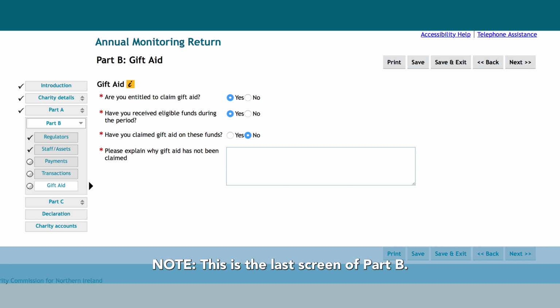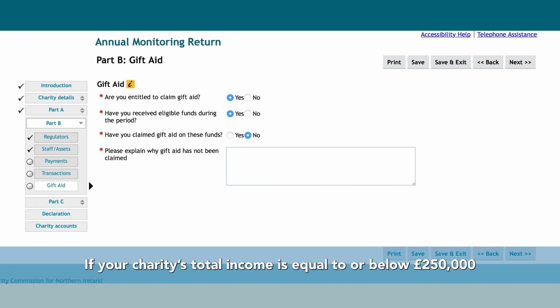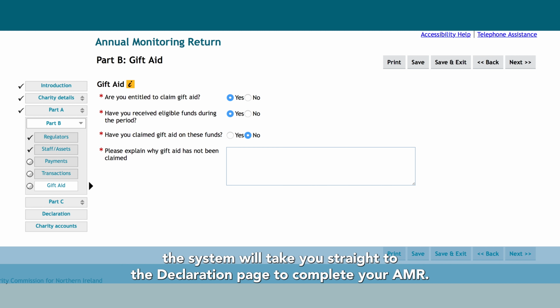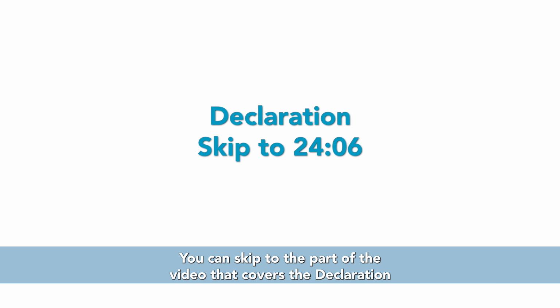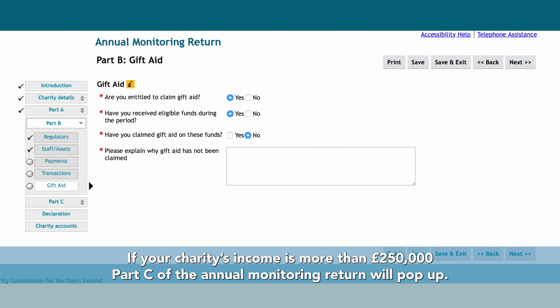Note: this is the last screen of Part B. If your charity's total income is equal to or below £250,000, the system will take you straight to the declaration page to complete your AMR. You can skip to the part of the video that covers the declaration. If your charity's income is more than £250,000, Part C of the annual monitoring return will pop up.